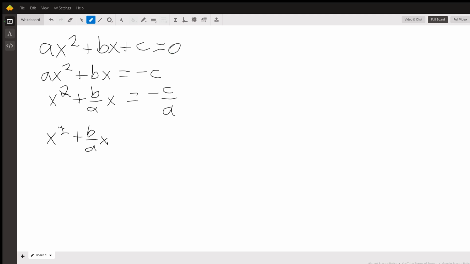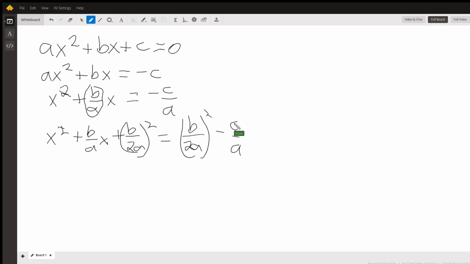Why am I adding b over 2a squared? I'm taking half of whatever the term is in front of x. That's what I do when I complete the square, and then I square it. So plus b over 2a, that's half of b over a, and then the whole thing squared. And whatever I add to one side, I better add to the other side to maintain an equation, minus c over a. And now I've completed the square.